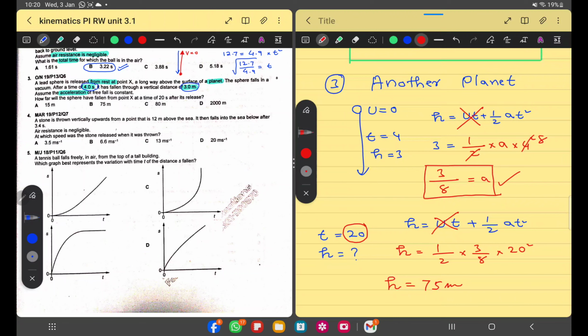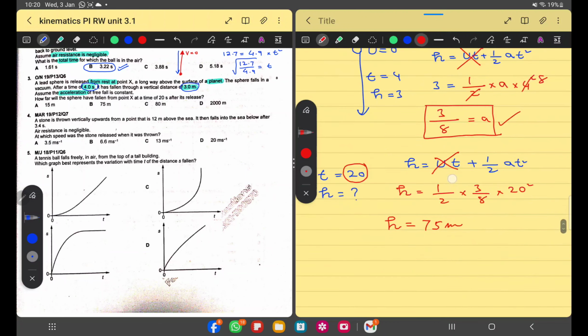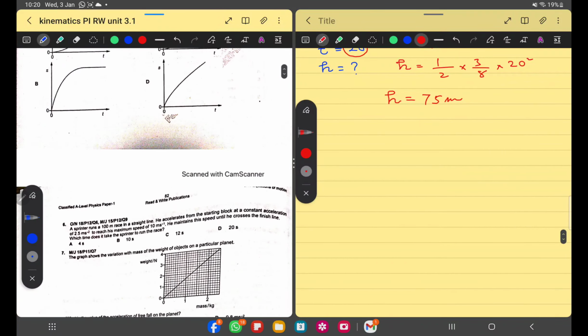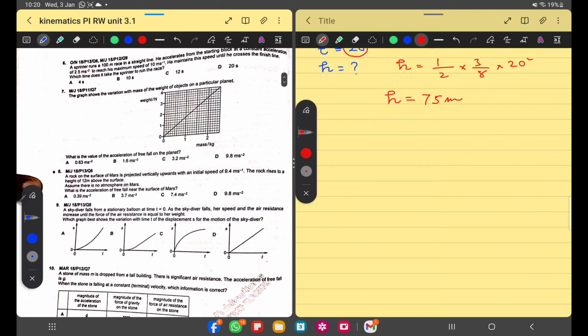Okay. Question number 4 we cannot solve right now because question number 4 is a very difficult question. We will solve it later. And now solve question number 8. Now we are solving question number 8.